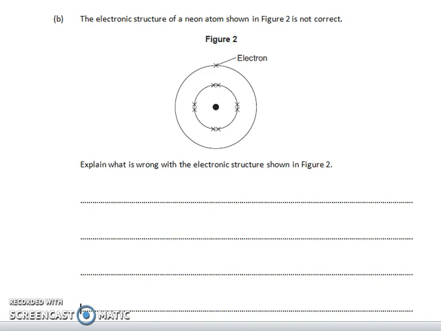Or you'd add on an extra electron, because there's only 9 here in this diagram, but in the actual diagram, because it's a noble gas, it should have a full outer shell, so it should be 2.8, it should have 10 electrons in total.